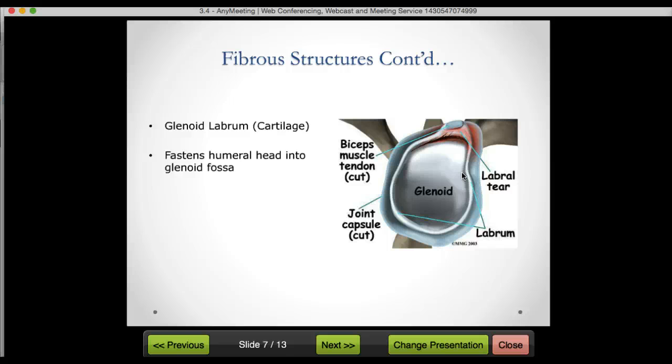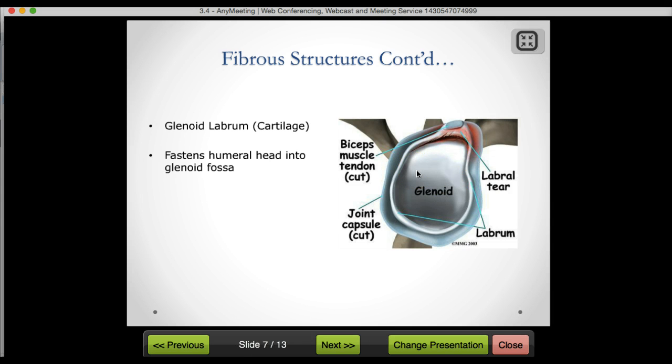It sucks that head of the humerus right into the glenoid fossa and really makes for a deeper socket because the glenoid fossa itself is very, very shallow. It's almost flat. So a little deeper provides a little more stability, as you see right here.